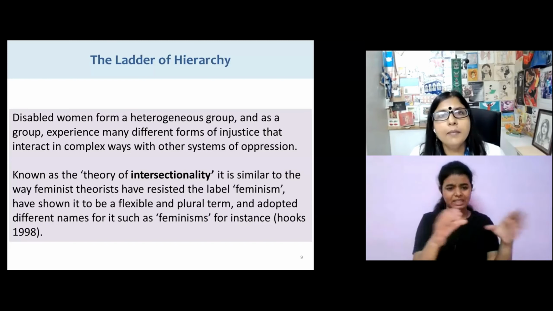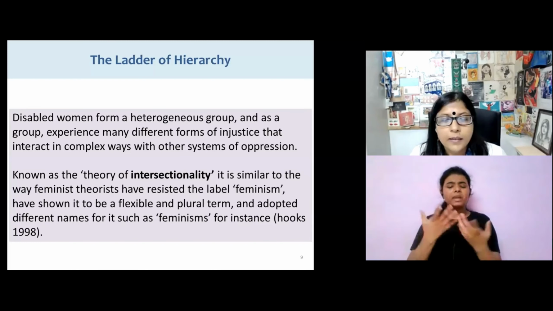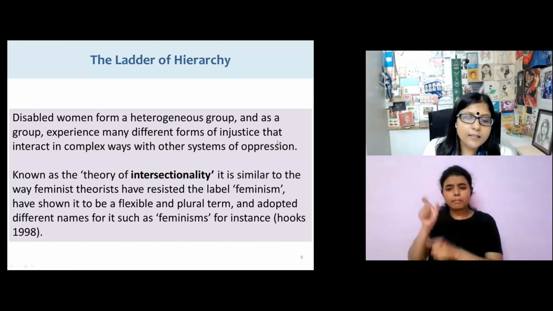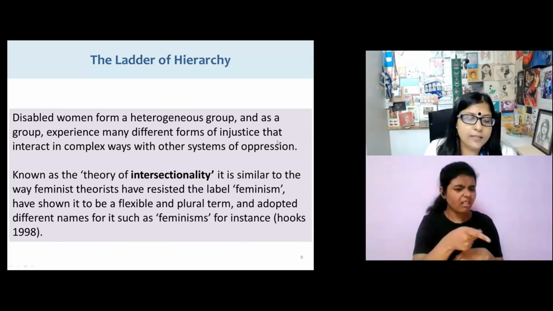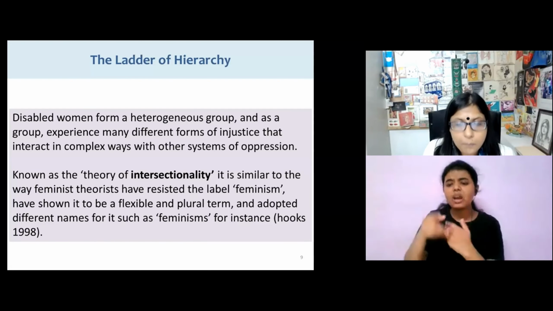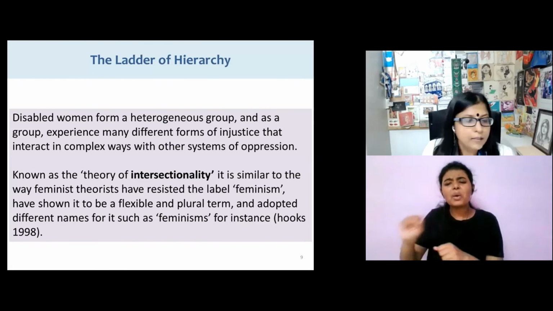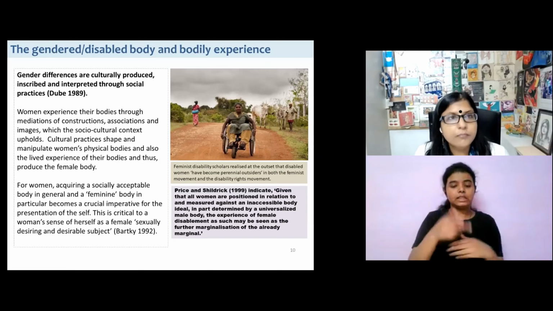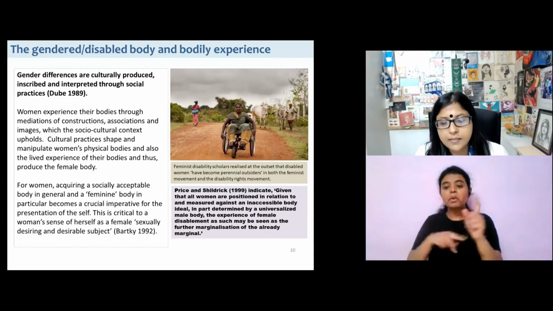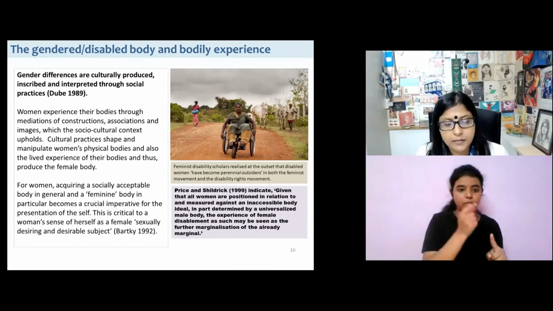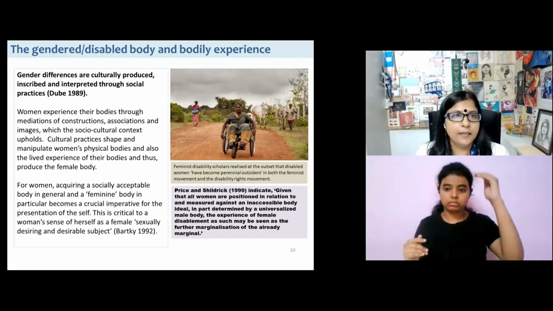Thus, disabled women form a heterogeneous group, and as a group, they experience many different forms of injustice that interact in complex intersectional ways with other systems of oppression. Now, we talk about the gendered disabled body and bodily experience. So, how do women experience their bodies?